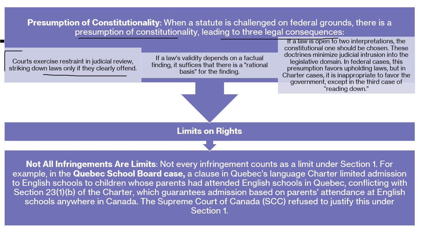So courts can take out laws that are clearly offensive, that are clearly violating some kind of charter right. If the law's validity depends upon a factual finding, then there has to be a rational basis for that finding. And if there are two interpretations of any law, we will follow the constitutional one, which is in consonance with the constitutional provisions. This is also known as reading down, which we discussed earlier, one of the remedies.